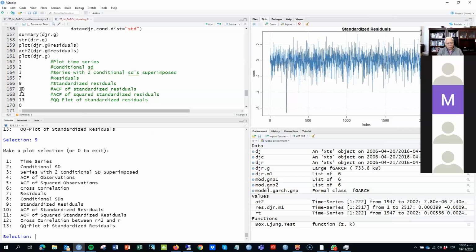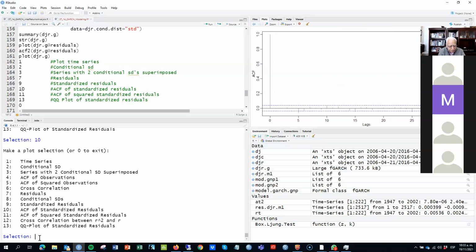And we can also look at the ACF of the standardized residuals, which is option 10 here. And the ACF looks very good. The ACF of the standardized residuals shows that there are no significant autocorrelations in the residuals for the complete model, the ARCH plus ARMA model.